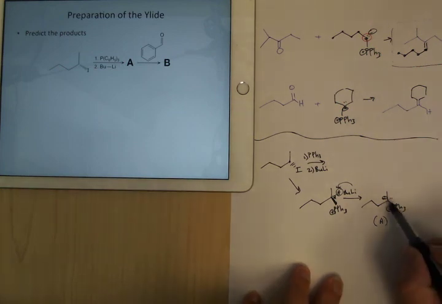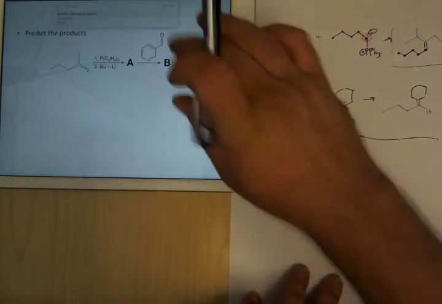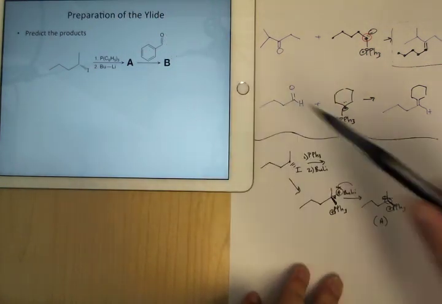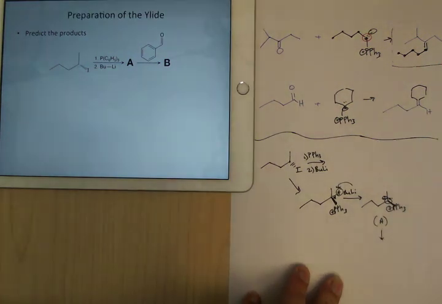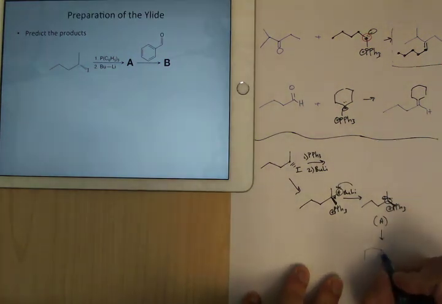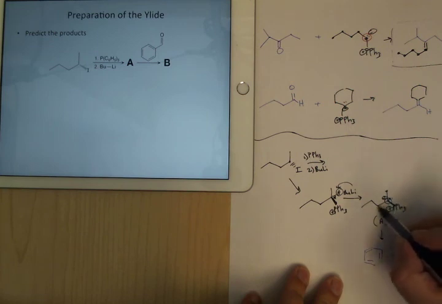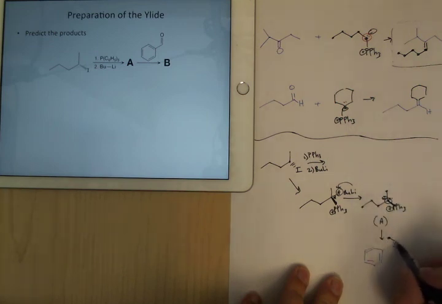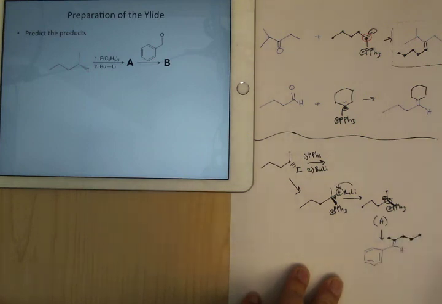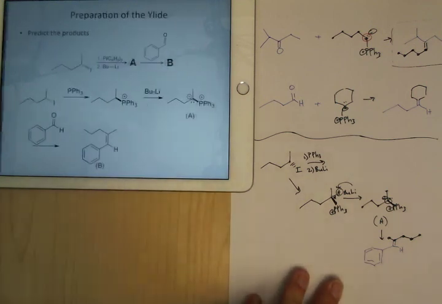Okay, now this carbon here replaces that oxygen there, and so you end up with the original benzaldehyde, right? And then 1, 2, 3, 4, 5, but it's connecting through carbon 2. So 1, 2, 3, 4, 5. So there we go.